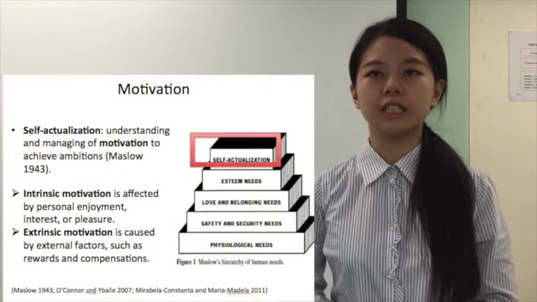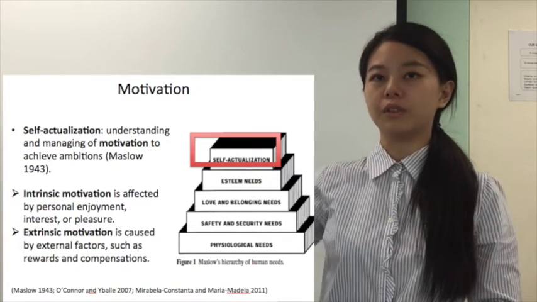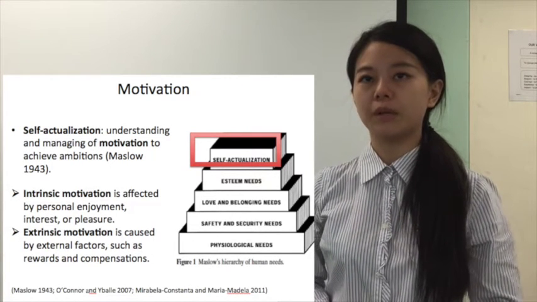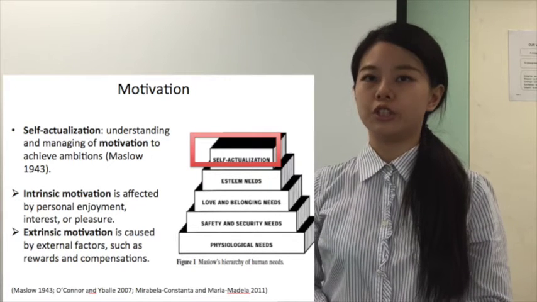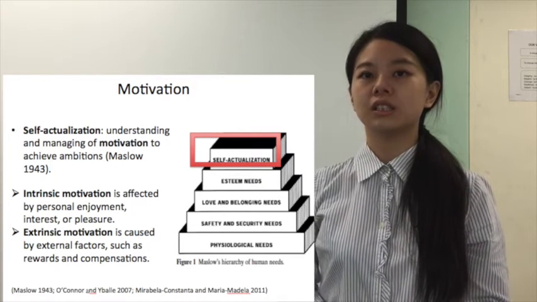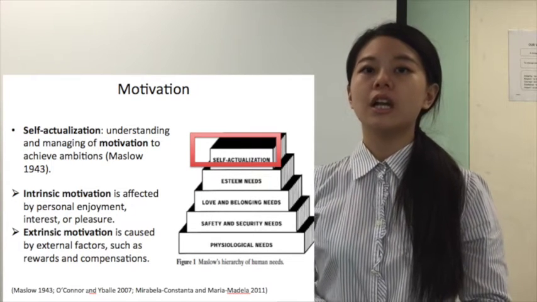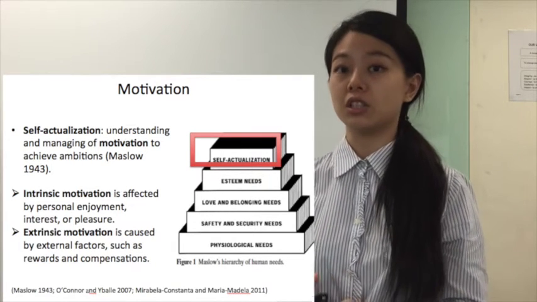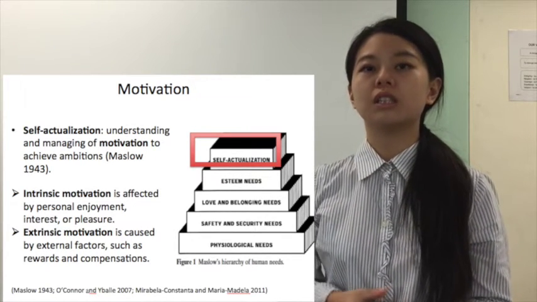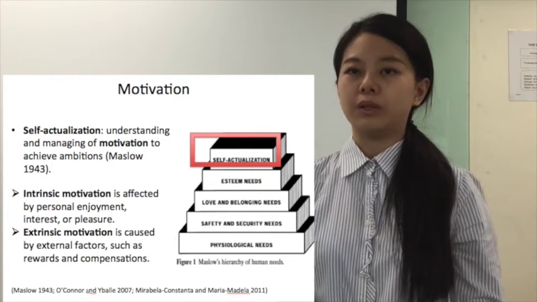So motivation is based on Maslow's hierarchical model. First, at the top of the model is self-actualization. It means understanding how people manage their motivation in order to achieve their ambition in the end. And motivation is also divided into intrinsic motivation, which is affected by personal enjoyment, interest, or pleasure. And extrinsic motivation is caused by external factors such as rewards and compensation in the company. And also the extrinsic motivation will directly affect the intrinsic motivation of employees.